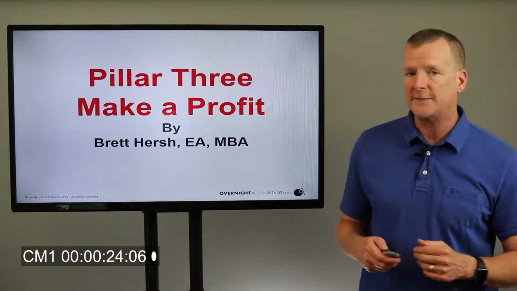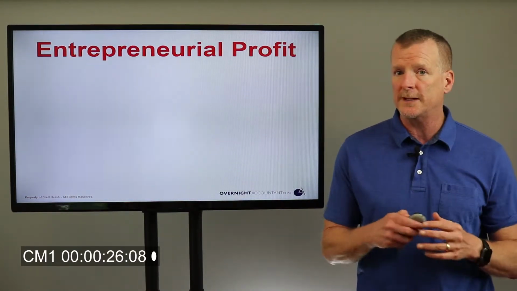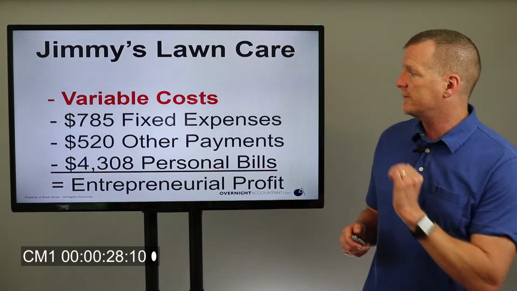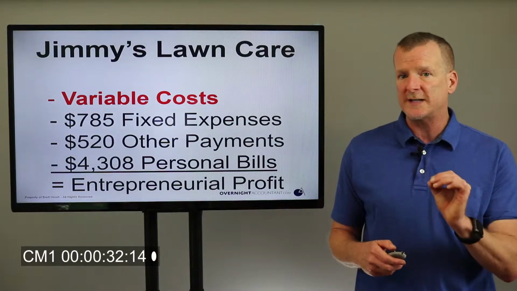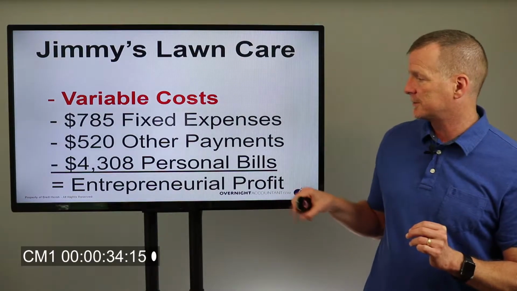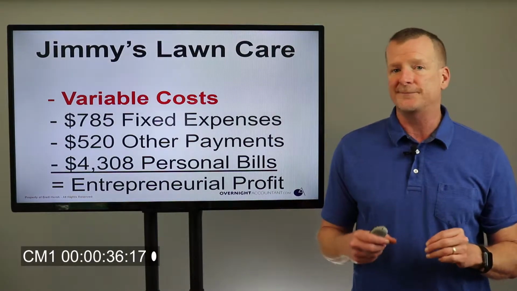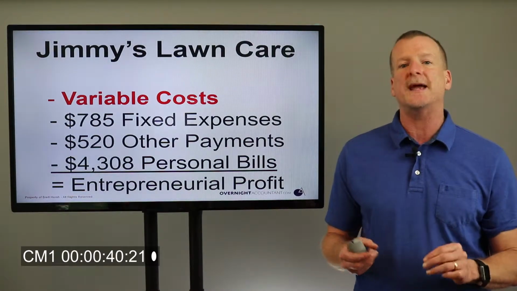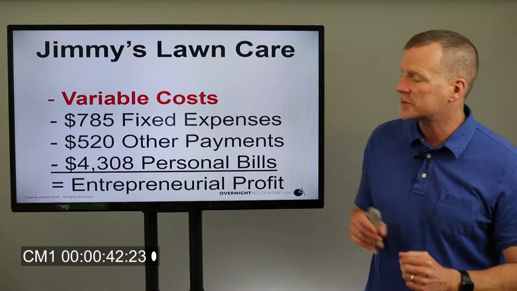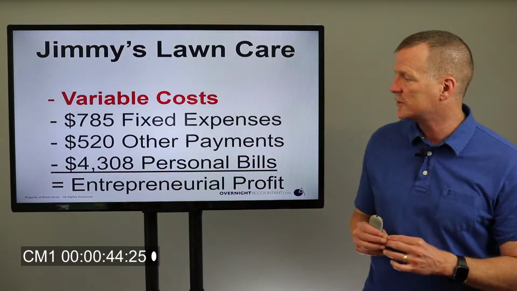Pillar 3, make a profit. I believe this is lesson 4 on Pillar 3, make a profit. We're now on the variable costs. As you can see here, we're discussing Jimmy's Lawn Care. We've started off with his entrepreneurial profit, which, remember, is what your business needs to generate: more cash than it spends after paying all of its bills and your personal bills. So we're working our way up the ladder here for Jimmy.